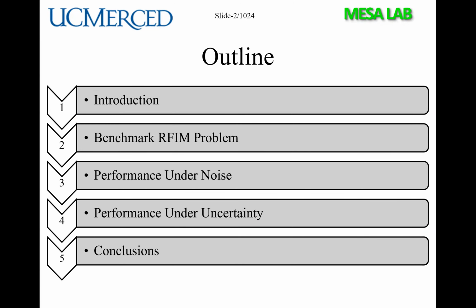Our outline is as follows. We will start with the introduction of the work, and we will talk on the benchmark RFM problem with the transmission line performance. And we will investigate the performance under noise and performance under uncertainty for the proposed methodology, and we will wrap up with the conclusions.